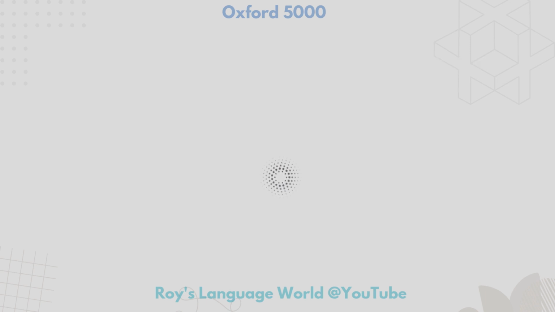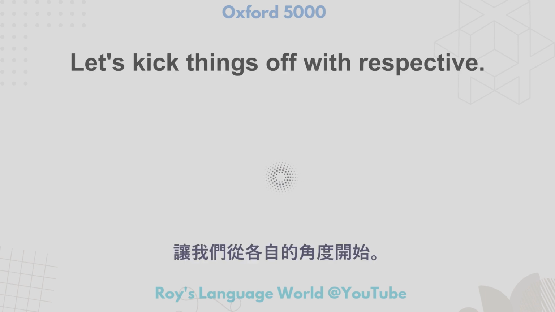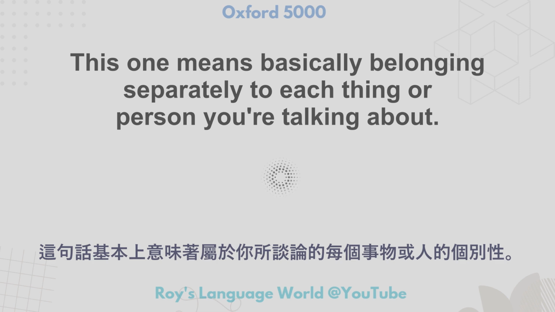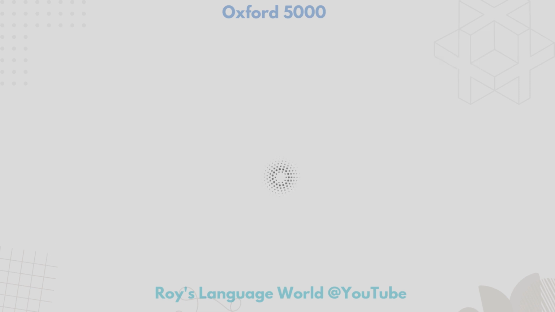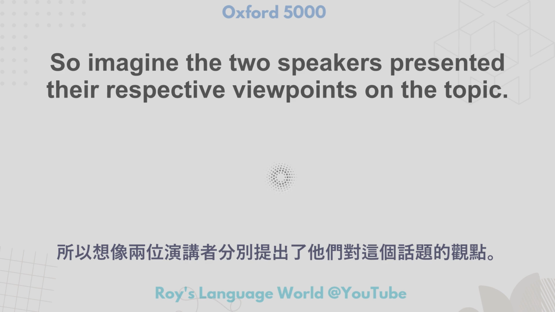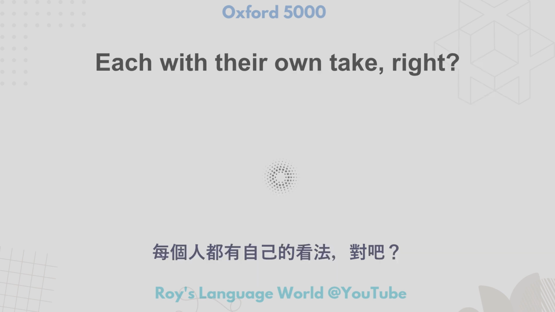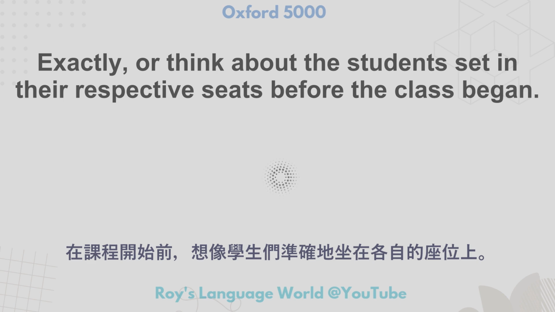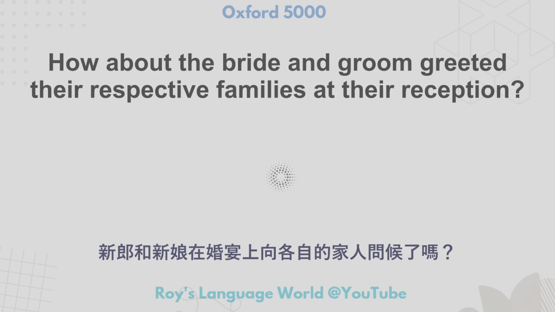Me to jump in. I am. Let's kick things off with respective. This one means basically belonging separately to each thing or person you're talking about. So imagine the two speakers presented their respective viewpoints on the topic. Each with their own take. Right? Exactly. Or think about the students sat in their respective seats before the class began. Okay, and one more. How about the bride and groom greeted their respective families at the reception?